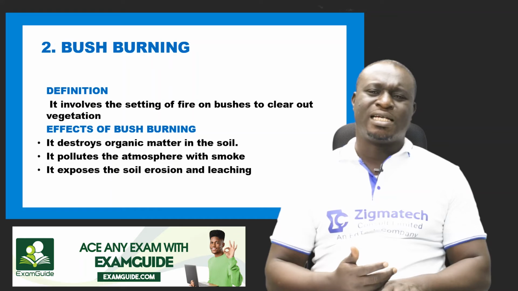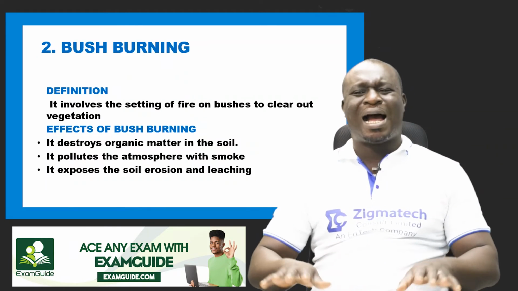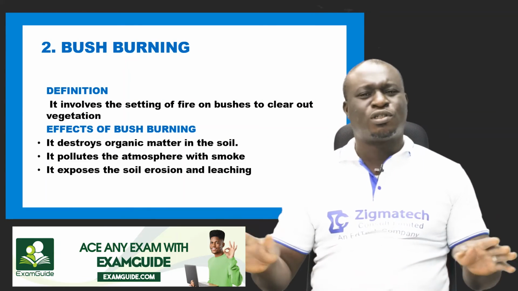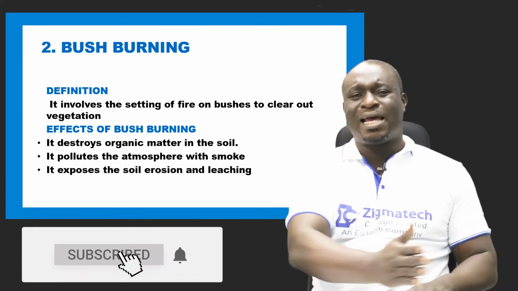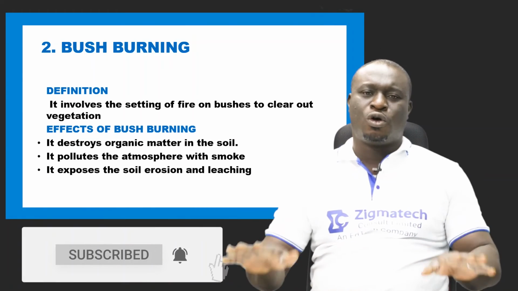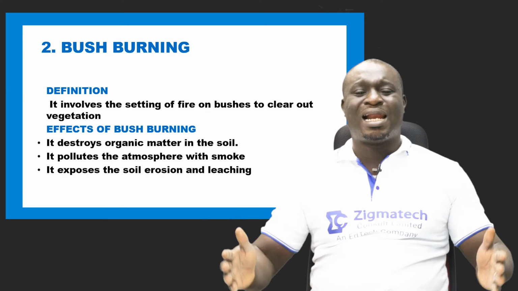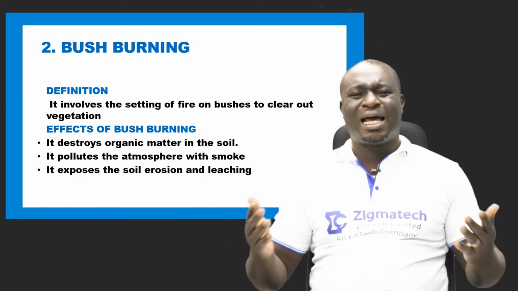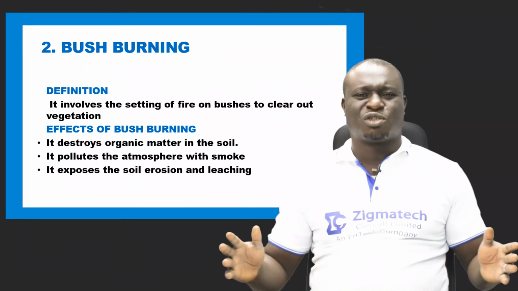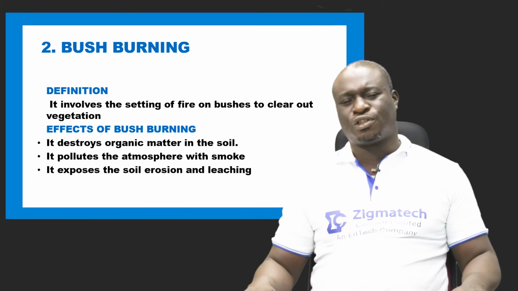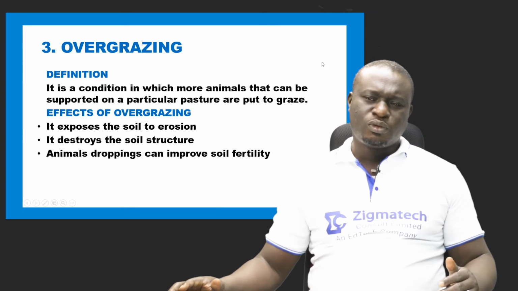Number 3 is that it exposes the soil to erosion and leaching. The reason is simple. By the time you clear all the vegetation on a particular farmland or a particular piece of land, you leave the land bare. And leaving the land bare is risking soil erosion as well as leaching of the soil.